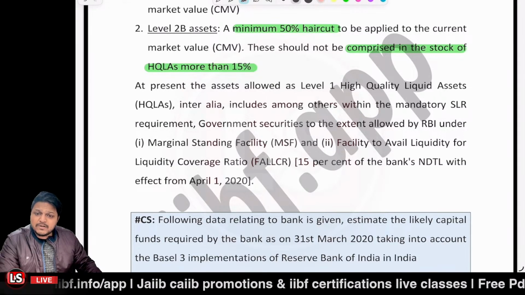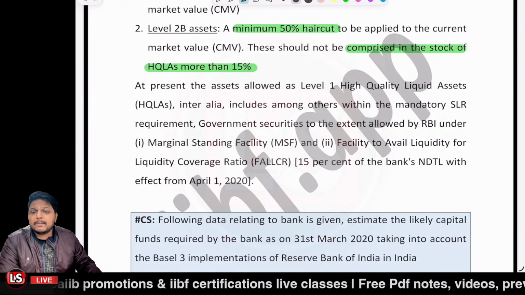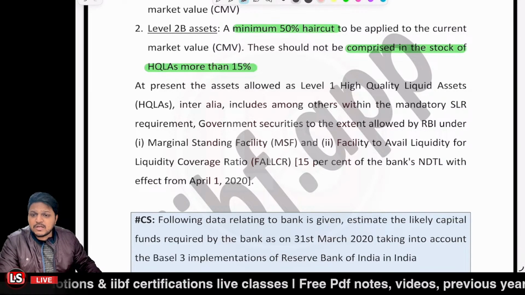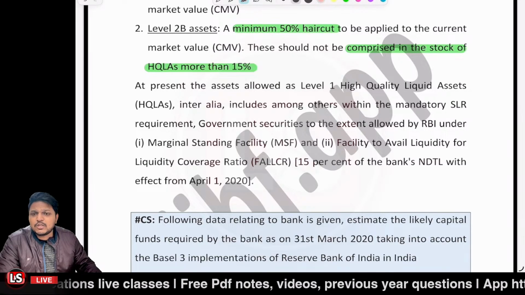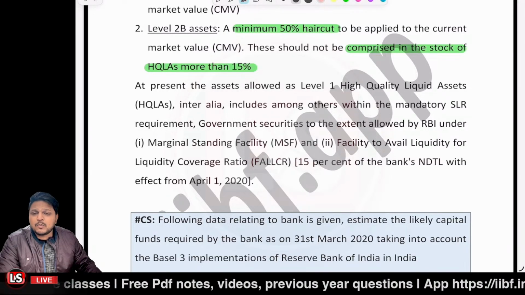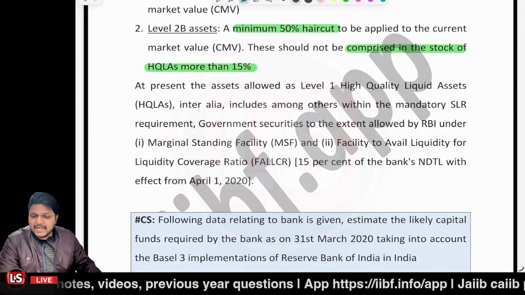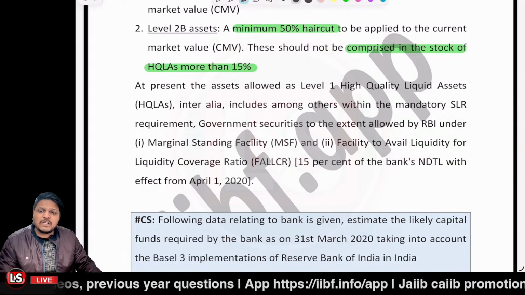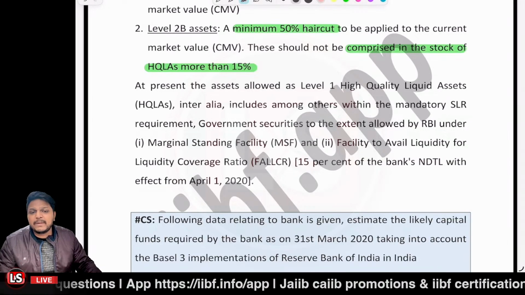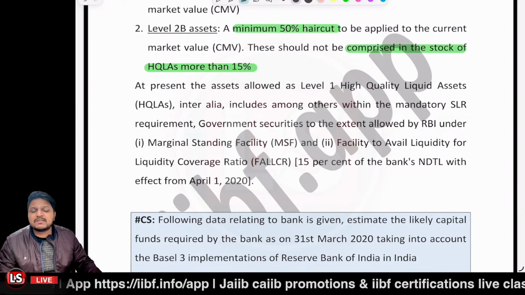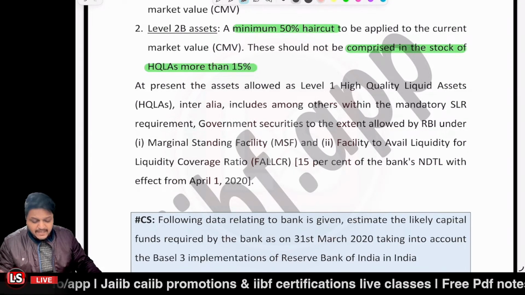Now, look at one particular point. The banks are to maintain the CRR. The banks are to maintain the statutory liquidity ratio, SLR. The banks are to maintain the capital adequacy ratio. The banks are to maintain provisions on the standard assets as well as on the bad debts, right? So how can the banks be profitable even after taking so many measures, right? How can they be competitive? For that purpose, there is a facility available to the banks, and that is FALLCR.